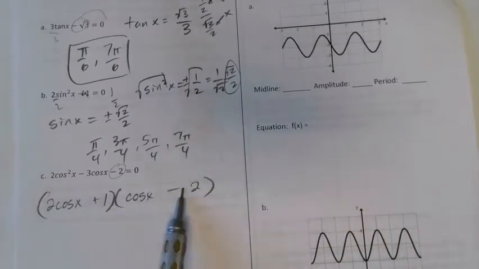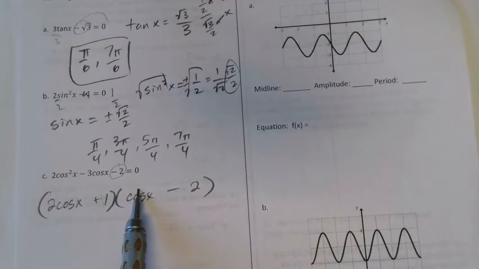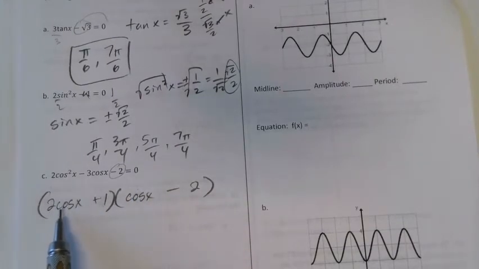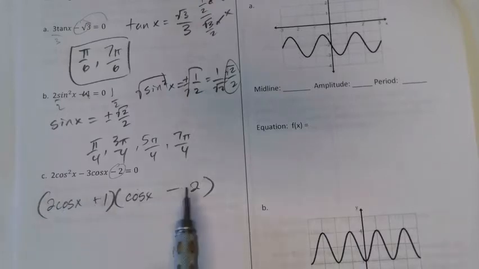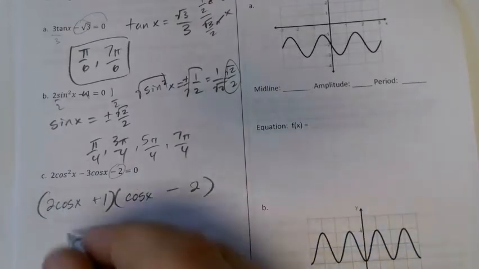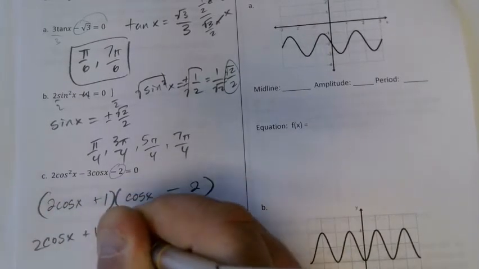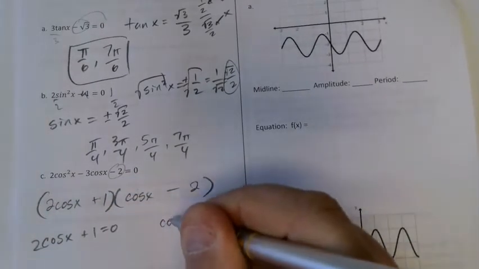See, check it out. 1 times negative 2 makes negative 2. 1 times cosine makes 1 cosine. Negative 2 times 2 cosine makes negative 4 cosine. And 1 cosine minus 4 cosine makes the negative 3. Now, I take each one of these and set them equal to 0.